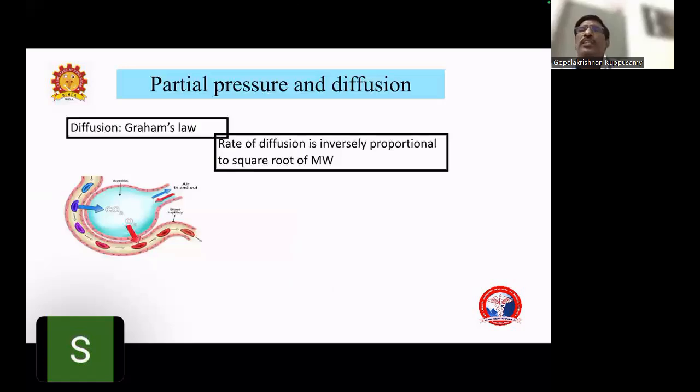Now coming to diffusion. In diffusion, Graham's law states that the rate of diffusion is inversely proportional to the square root of molecular weight. What does it mean? If you take two molecules, the bigger molecule diffuses less.